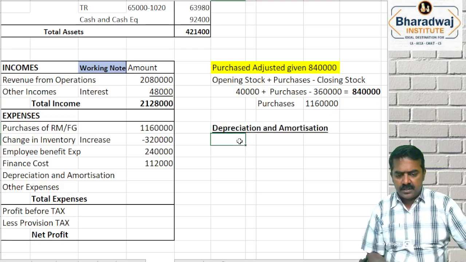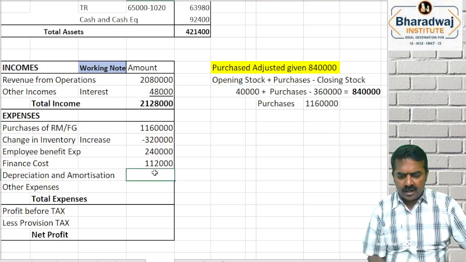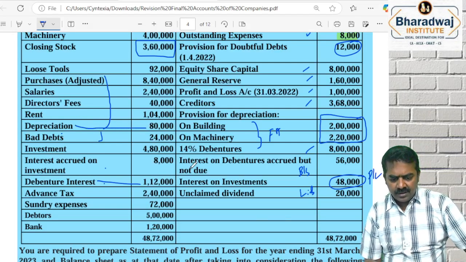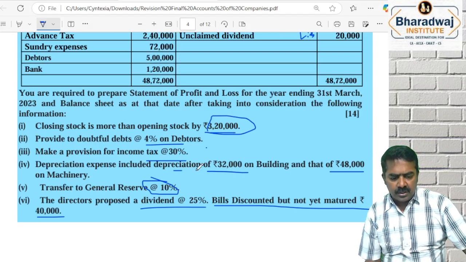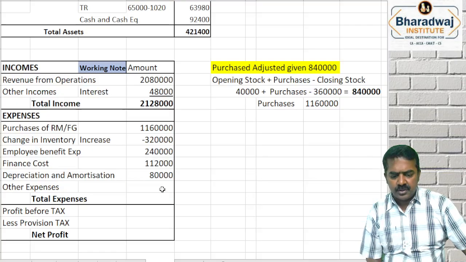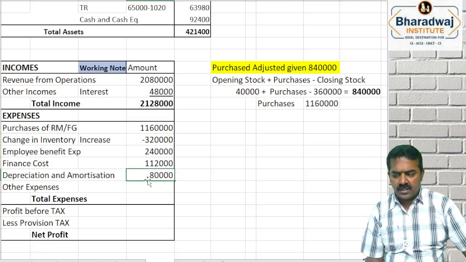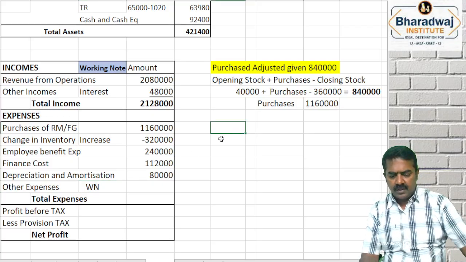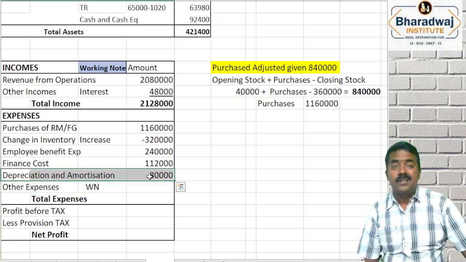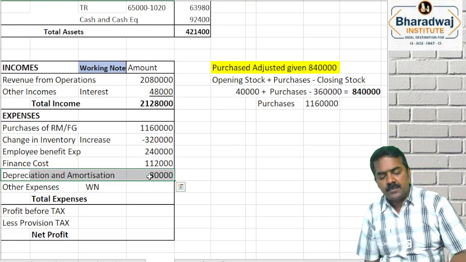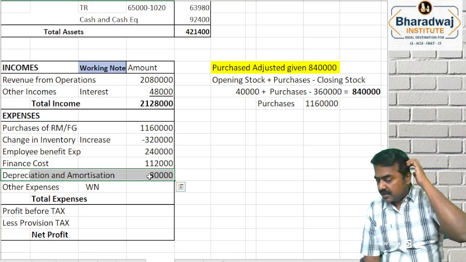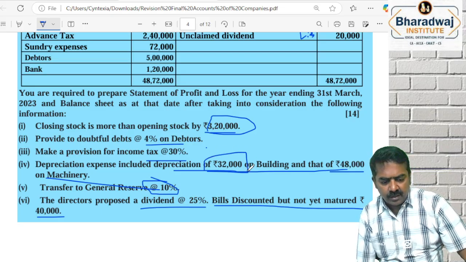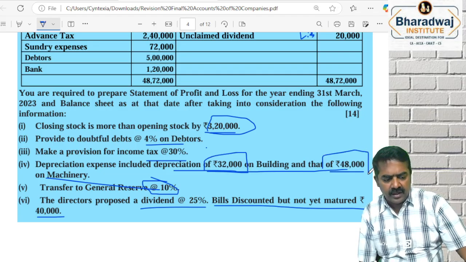Let us do working for depreciation and amortization, not required. They have directly given 80,000. Current year depreciation 80,000. The detail is given there: 32,000 is for building and 48,000 is for machinery. The total is 80,000. This 80,000 is given in the trial balance, which means the journal entry has already been passed. The adjustment is given for the bifurcation, detail about depreciation for building and machinery. Total 80,000.